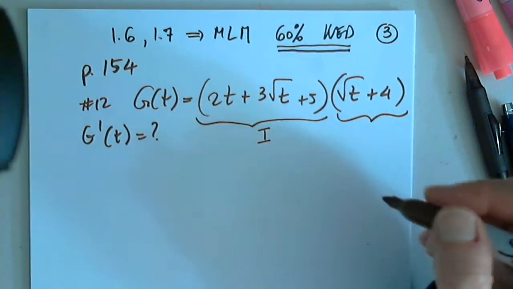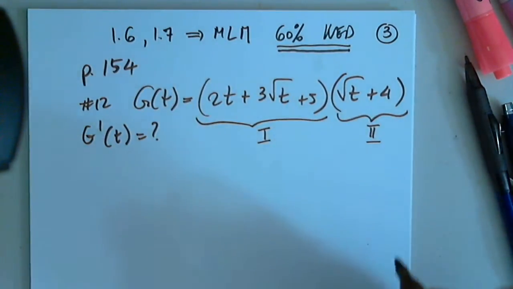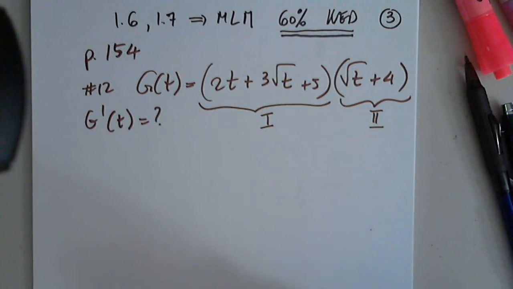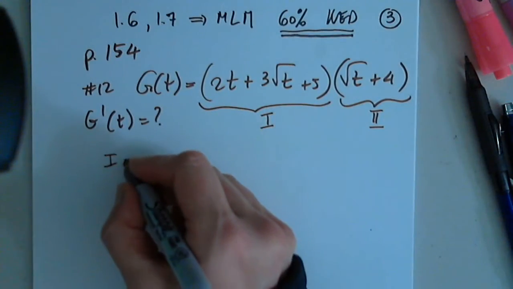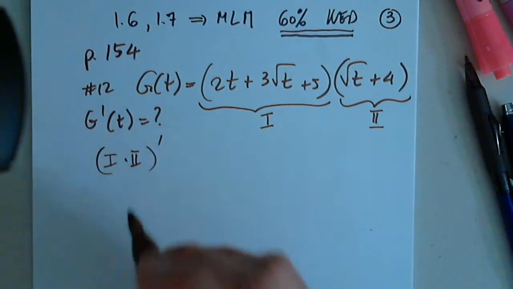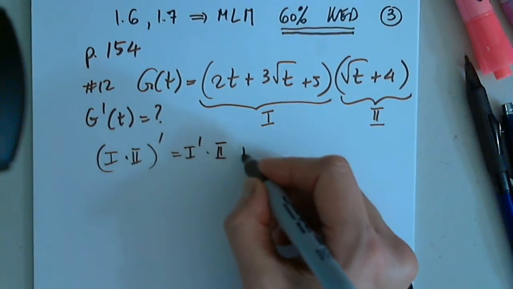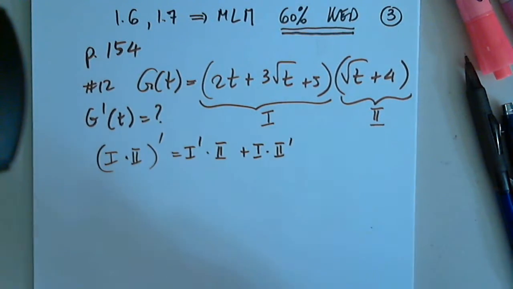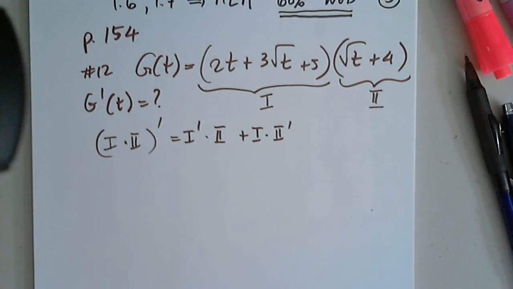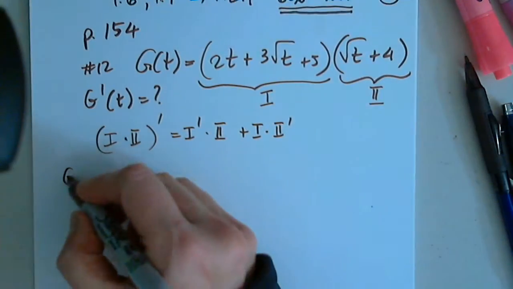So this is number 1 and this is number 2. Function 1, function 2. Let me refresh your memory. Do not try to invent anything here, please. So this is 1 prime times 2 plus 1 times 2 prime. Okay? So then g prime of t.